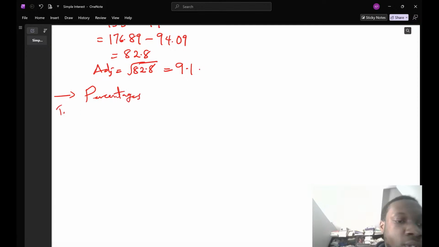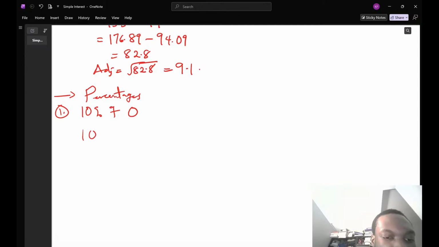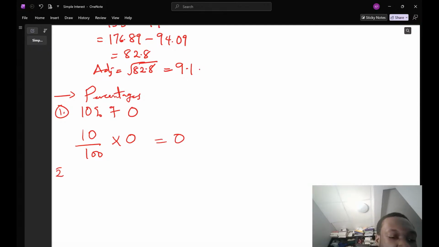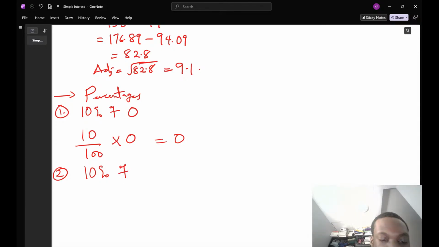So the first question I have with me is 10% of 0. If we have to do 10% of 0, that would be 10 over 100 times 0. Anything multiplied by 0 is 0, so the answer will still be 0. Another one is 10% of 16. So we have to find 10% of 16.